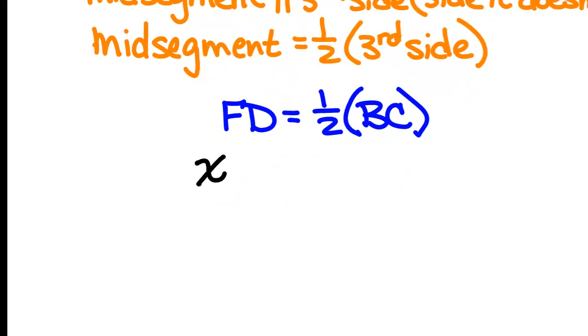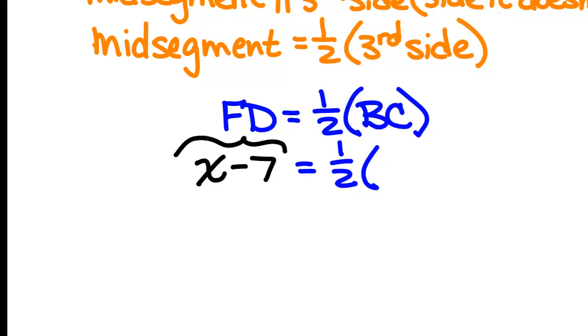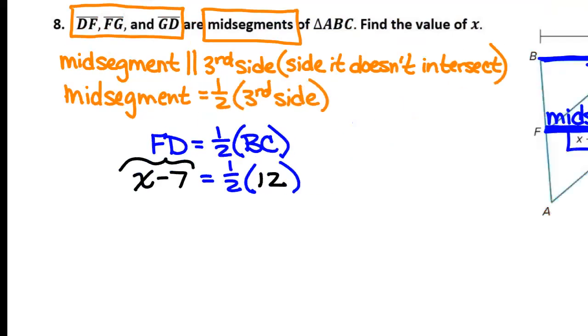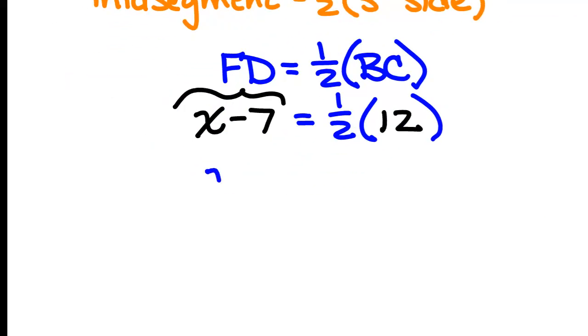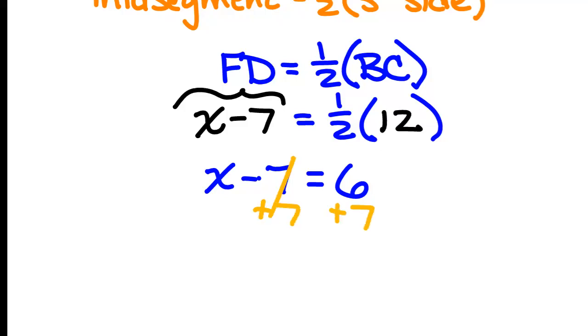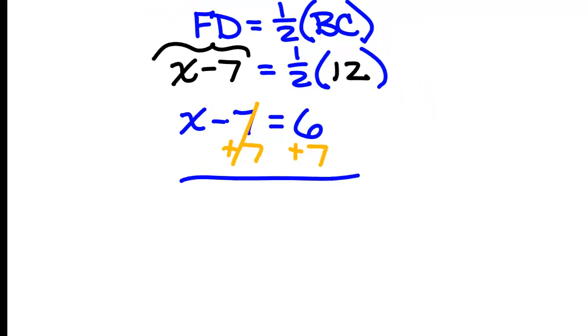Mid-segment is X minus 7, so I can substitute that in the place of FD. How big is BC? 12. Well, what's half of 12? So X minus 7 equals 6. X equals 13. We add 7 to both sides and we get that X is 13.